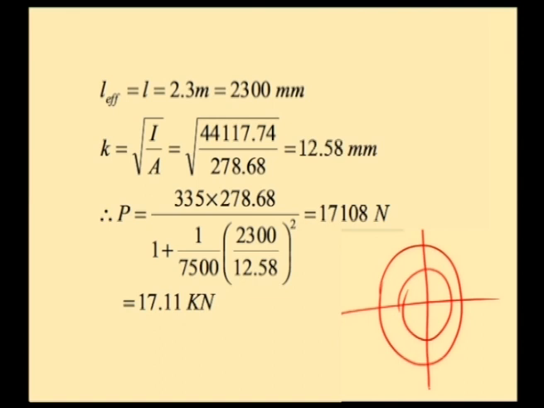So, when substituted, you will get the crippling load by Rankine's formula as 17,108 Newton, which will be 17.11 kilonewton. So, you can compare this value with the value obtained with Euler's formula and have an idea. With this, we come to an end of the theory of long columns and short columns.